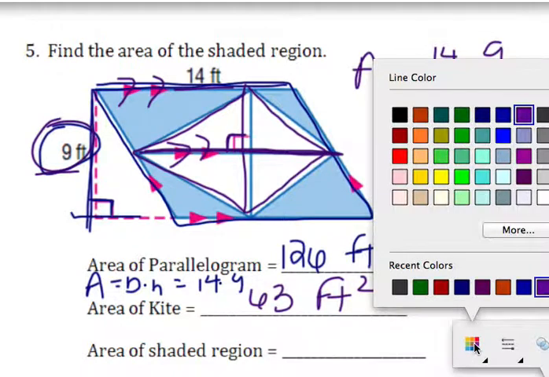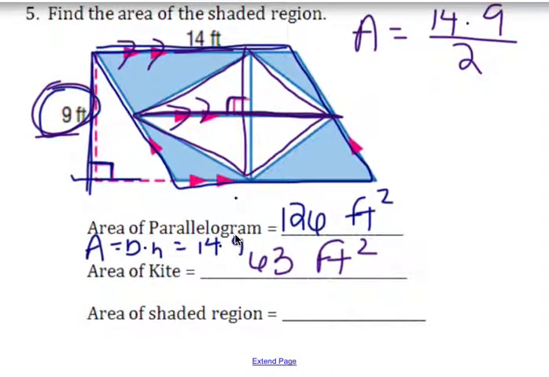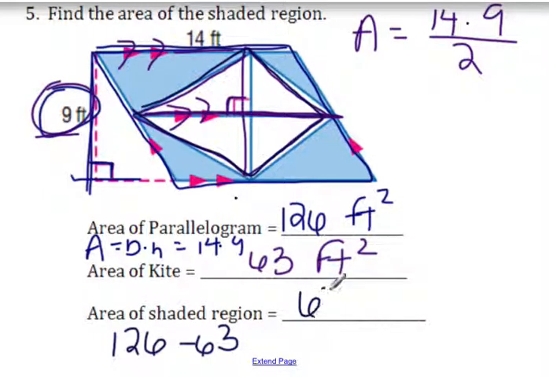So last but not least, to get the area of the shaded region, I need to do some subtraction. So I'm going to take 126 and subtract off 63 because I want to take this kite out from the middle. And when I do that, I get 63 feet squared.